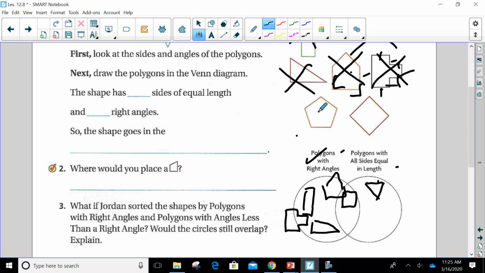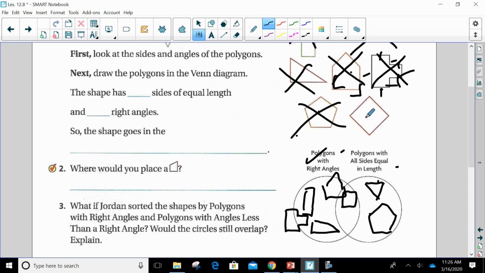Now look at this guy. It is a pentagon. 1, 2, 3, 4, 5. Does it have right angles? No, I don't see any right angles. All I see are obtuse angles. So he's going to go in all sides equal length because all the sides are equal length, but they don't have right angles.